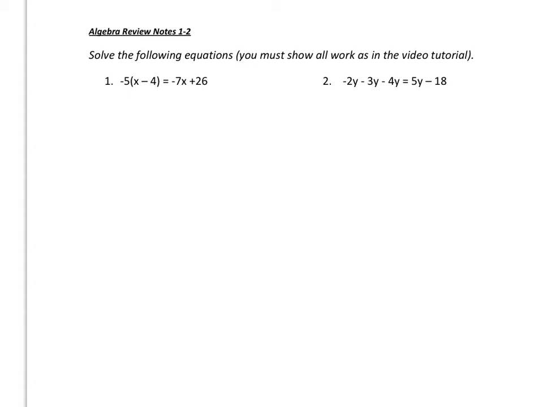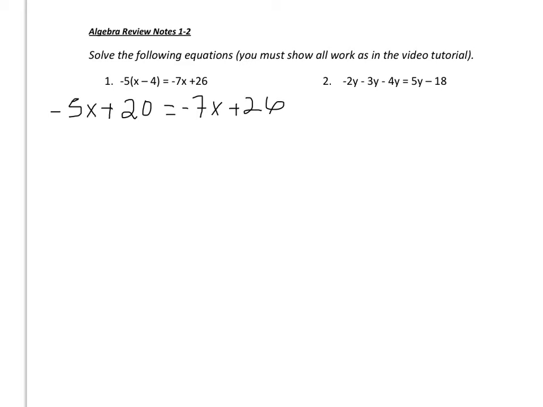So let's do that. -5 times x is -5x. Negative times positive is negative. -5 times -4 is 20, and positive because they're both negative. So negative times negative is positive. And on the right hand side, we don't do anything. We just leave it the way it is. So -7x plus 26.